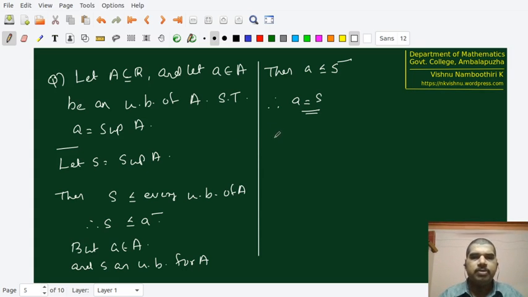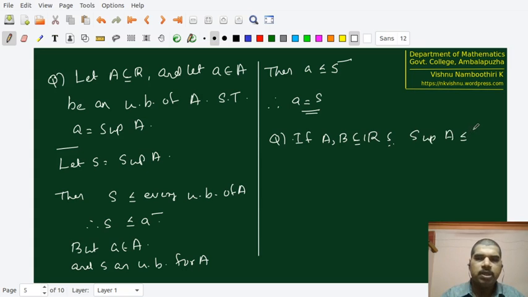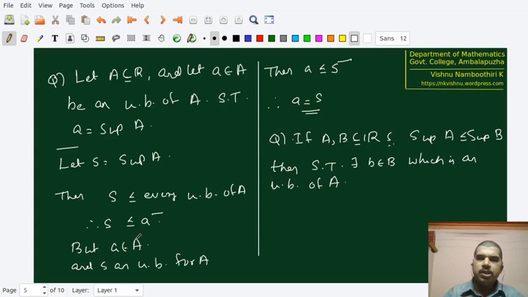Our next problem is the following. If A and B are two subsets of R such that the supremum of A is less than or equal to the supremum of B, then show that there exists a b in B which is an upper bound of A. So the supremum of B being greater than or equal to the supremum of A implies that B contains at least one element that is greater than or equal to every element in capital A. That's what we have to show.